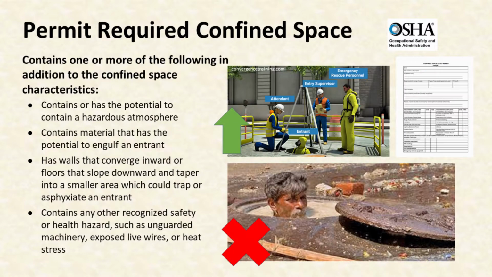A permit-required confined space has all of the characteristics of a confined space in addition to one or more of the following. Contains or has the potential to contain a hazardous atmosphere. Contains material that has the potential to engulf an entrant. Has walls that converge inward or floors that slope downward and taper into a smaller area which could trap or asphyxiate an entrant. Contains any other recognized safety or health hazard, such as unguarded machinery, exposed live wires, or heat stress.